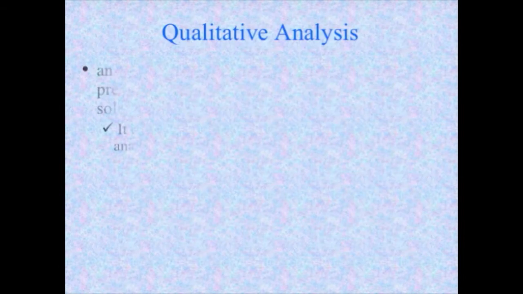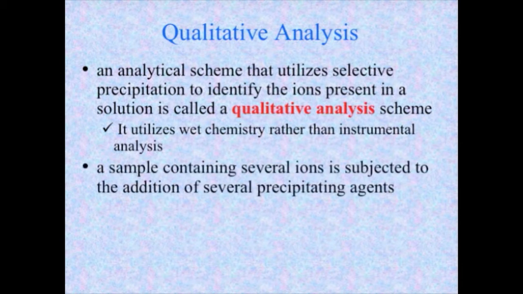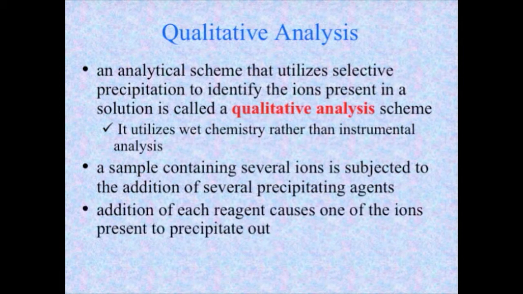Okay, let's talk about qualitative analysis. An analytical scheme that utilizes selective precipitation to identify the ions present in a solution is called qualitative analysis. And it utilizes wet chemistry rather than instrumental analysis. You're going to be doing this in lab if you haven't already started. A sample containing several ions is subjected to the addition of several precipitating agents. And then addition of each reagent causes one of the ions present, or a class of them, to precipitate out.